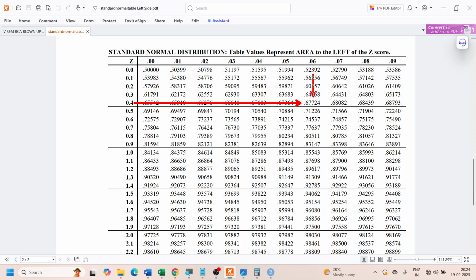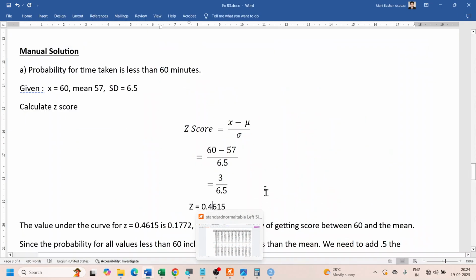You take this value, that is 0.6772. This will be the value. This is corresponding to 0.46. You will not take the other two values. You will only take 0.46.